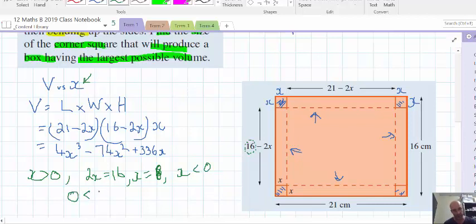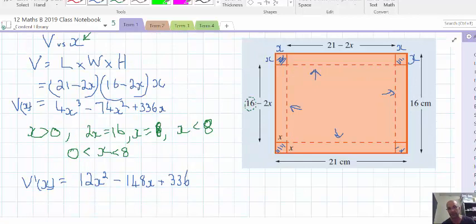So, let's write that as a proper inequality. 0 is less than x, which is less than 8. Oh dear, that should have said 8 there. Alright. Some people might argue that it's 0 less than or equal to x less than or equal to 8. But I would argue that for us to have a box, if it's not going to just remain as a piece of flat cardboard, we would need to make x bigger than 0. Some people would say it includes 0. I'm not going to say that. However, we want a box.